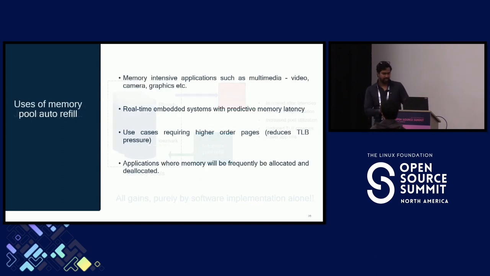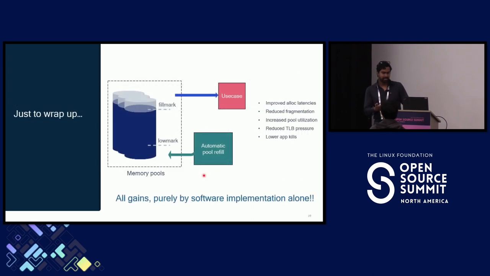The whole idea is that the use case doesn't have to take care of or be responsible for refilling the pools by itself, where you might not know the memory statistics of the system. So you let the kernel do it automatically for you when the memory stats are safe to allocate memory. Then the use case doesn't have to worry about when to refill, how to refill, when to allocate, when to free, and everything. The idea is to keep the memory pool from sitting empty, and refill it as and when required.